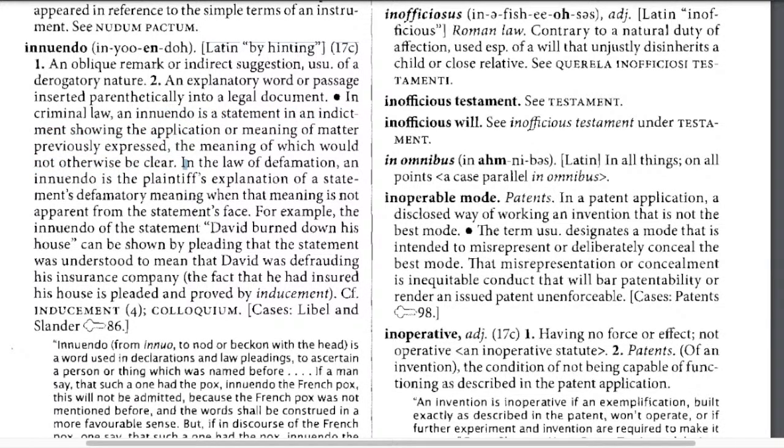Interesting. In the law of defamation, an innuendo is the plaintiff's explanation of a statement's defamatory meaning when that meaning is not apparent from the statement's face. For example, the innuendo of the statement, David burned down his house, can be shown by pleading that the statement was understood to mean that David was defrauding his insurance company, the fact that he had insured his house and is pleaded and proved by inducement. Got you.